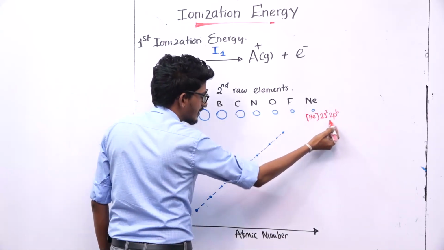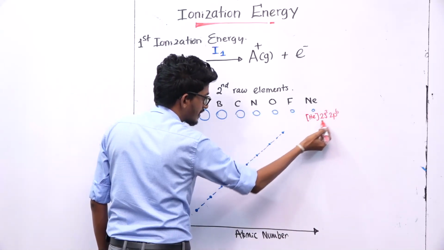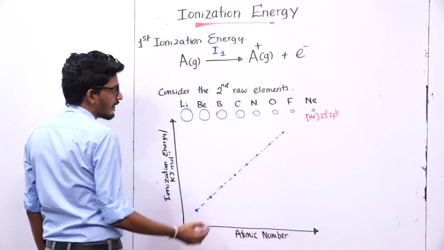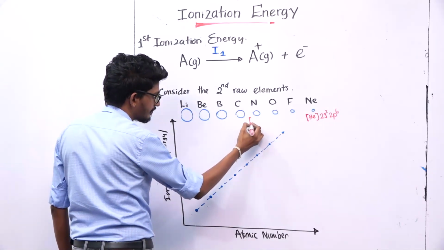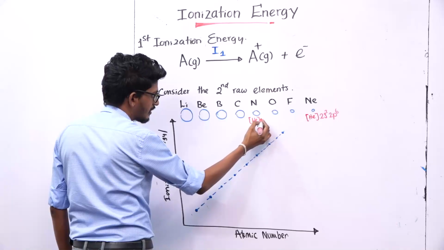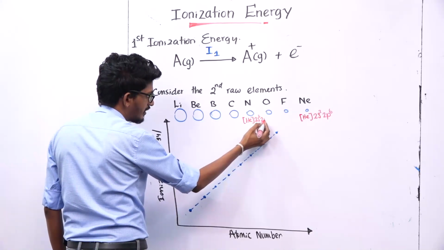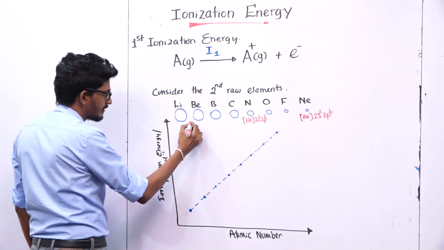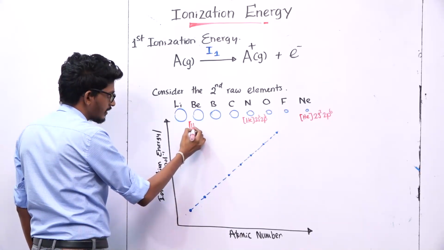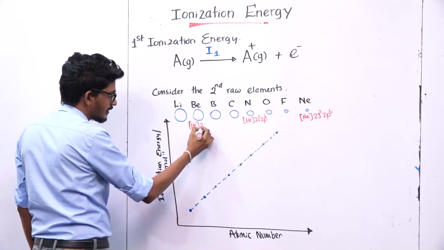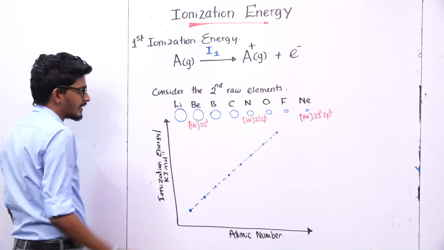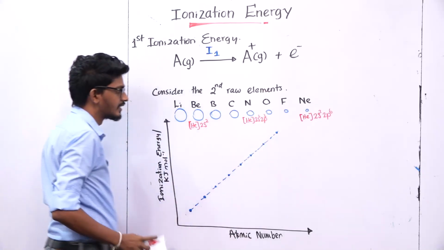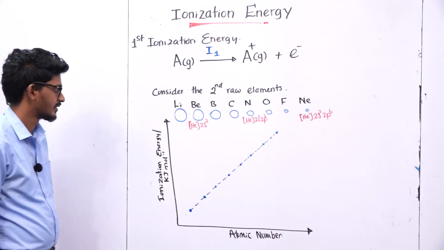The outermost shell is completely filled. With nitrogen as well, the helium core with 2s2 2p3, with beryllium as well, helium's configuration with 2s2. These are referred to as stable configurations, right?